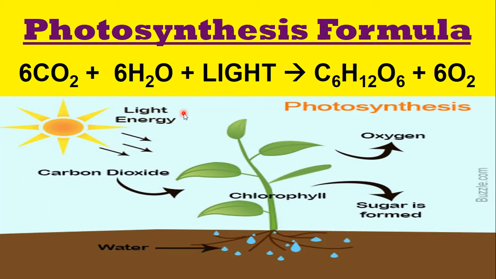So, the photosynthesis formula. If you're taking biology, you're probably going to need to memorize this formula because it's going to come back and haunt you whenever you have to deal with cellular energy. Photosynthesis says 6 CO2 plus 6 H2O plus light yields C6H12O6 plus 6 O2. Lot of stuff going on.